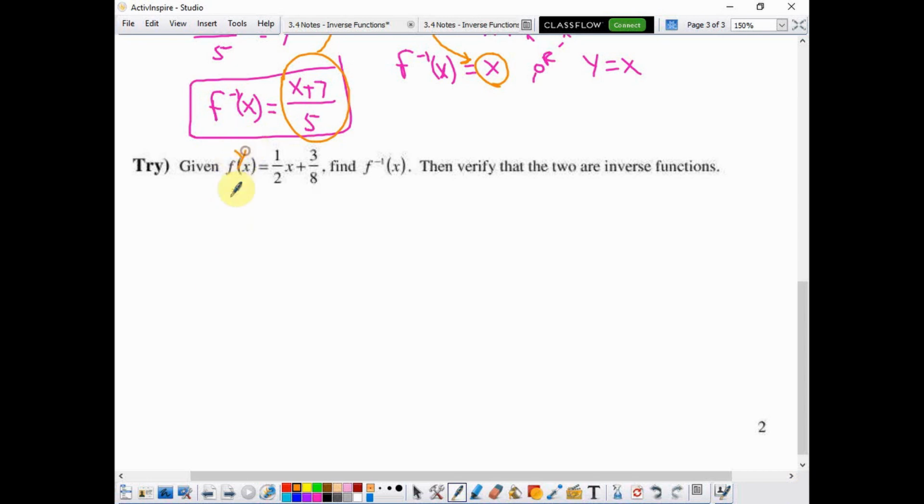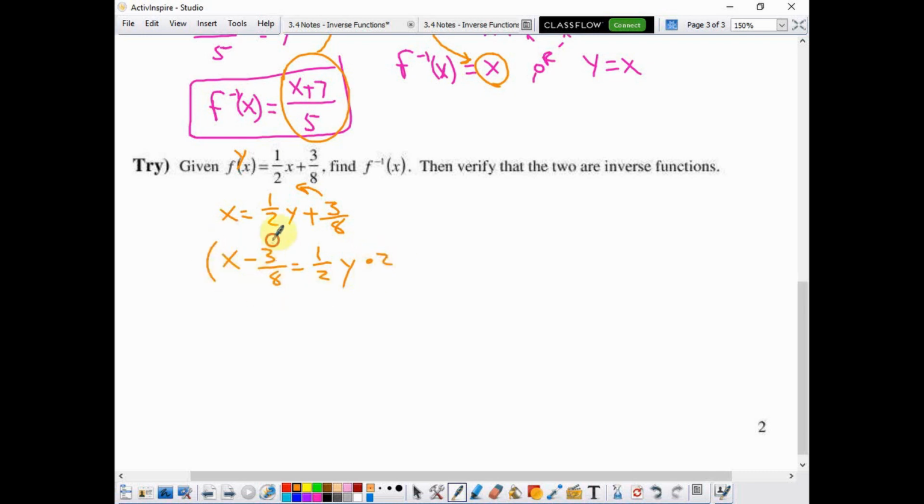So this is my y, and I need to switch the x and the y in order to find the inverse. So x equals 1/2 y plus 3/8. Now I need to solve for y. So I'm going to move this 3/8 to the other side. X minus 3/8 equals 1/2 y. To eliminate that 1/2, I can divide by 1/2. Probably the easier way is to multiply by the reciprocal.